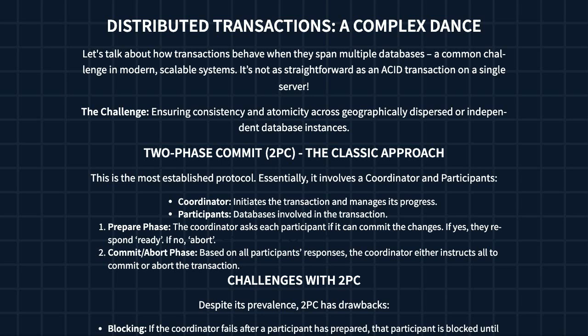However, this method has some issues, like blocking participants if the coordinator goes down, and it creates a single point of failure. Luckily, newer techniques using consensus algorithms like Raft or Paxos are becoming more popular. They use multiple nodes to agree on whether a transaction should succeed, which is much more resilient.